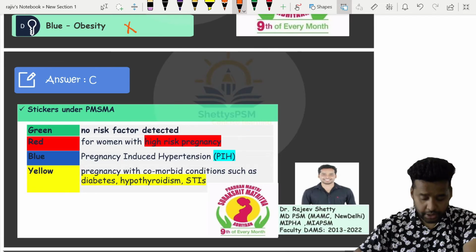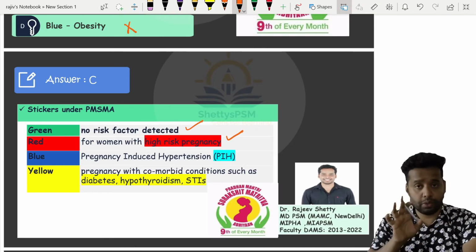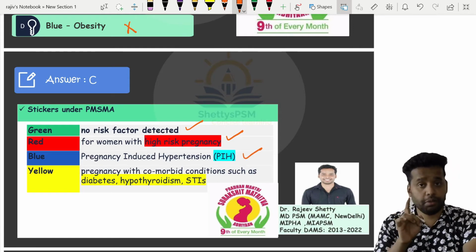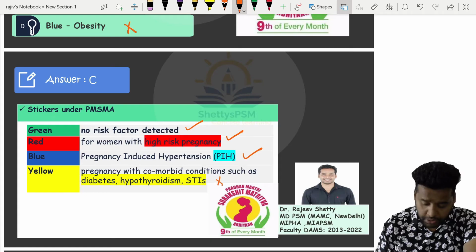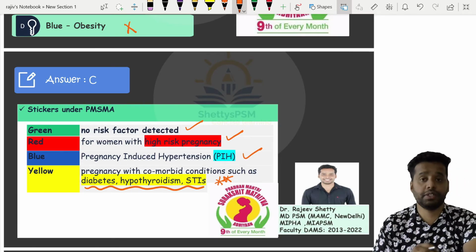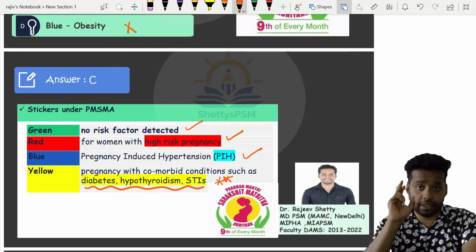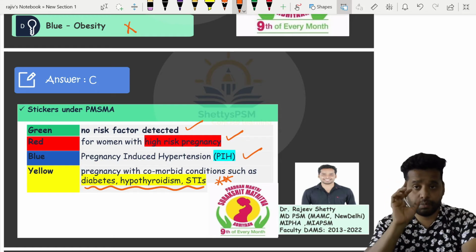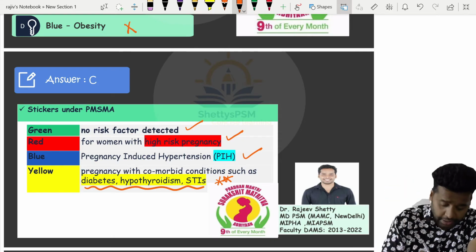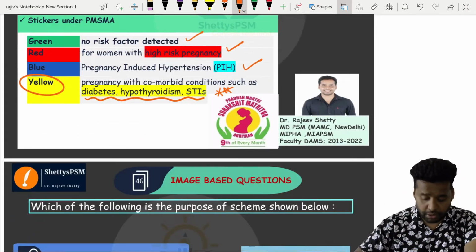See here: green, no risk factor; red, high risk pregnancy. Blue, very important, PIH. Yellow sticker, yellow, dirty fellow, underline this: diabetes, hypothyroidism and STIs. So what are the stickers used? Green, red, traffic signal; blue, blood pressure, PIH. Yellow is very important. Here you make a mistake. Underline Chennai Super Kings, very important: diabetes, hypothyroidism and STIs.